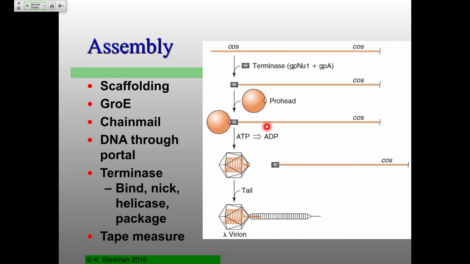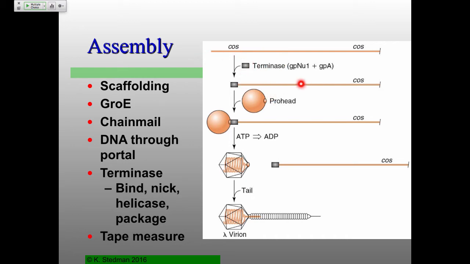So here, with the hydrolysis of lots of ATP, it pumps in one genome and exactly one genome because the terminase is sitting here. It's lost its first cos site because that's been packaged into the prohead. Once it gets to the next cos site, what happens? The terminase cuts and goes and finds another prohead. And this whole process repeats again and again and again.